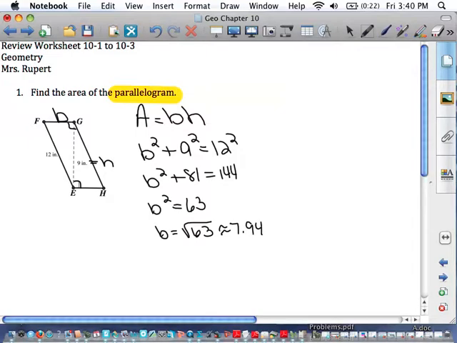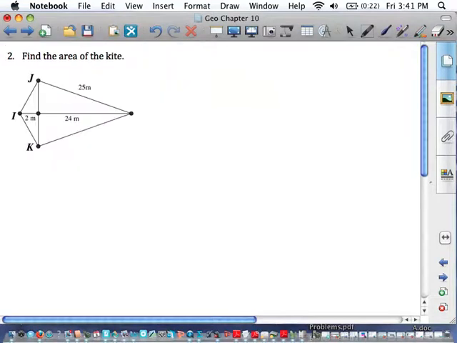So now you have the length of the base and you have the height. You can go back to the formula and substitute that in. 7.94 times the height, which is 9, and that gives you an area of 71.44 inches squared. You could leave it in simplest radical form if you wanted, but you can just convert it to decimals if you prefer that.